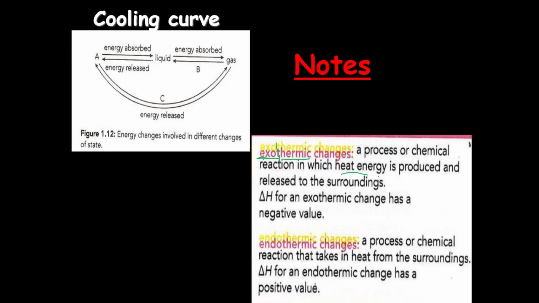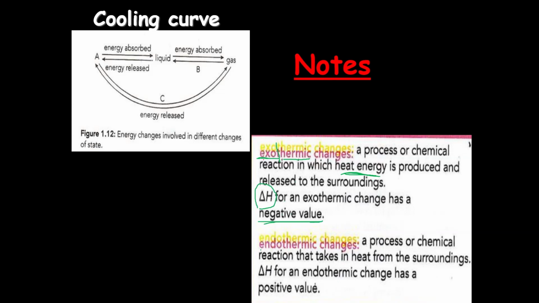which heat energy is produced and released to the surroundings. So energy exits the reaction. Heat energy will exit the reaction. So in that type of reaction, when we carry it out in a test tube, we will feel that the test tube is hot because the reaction releases energy, releases heat. Heat exits the reaction. And delta H has a negative value. We'll see how and why.